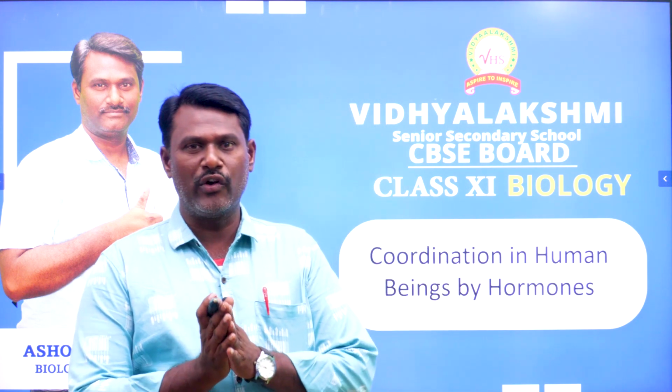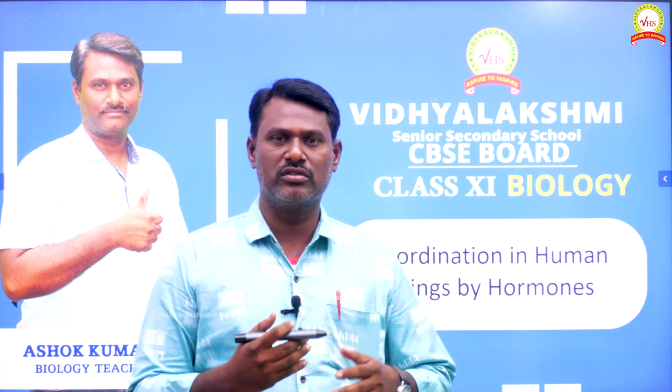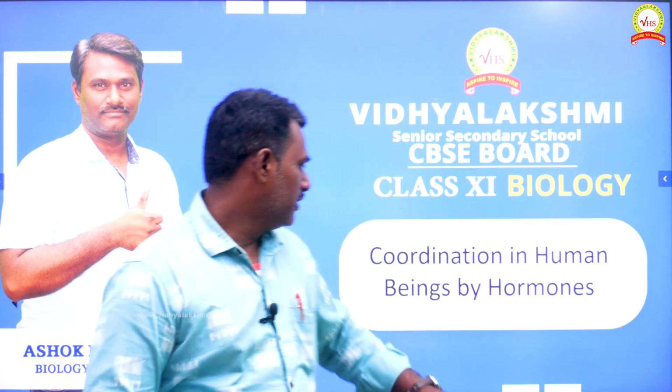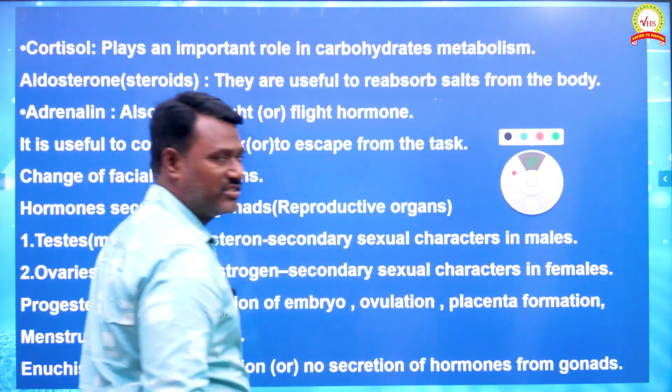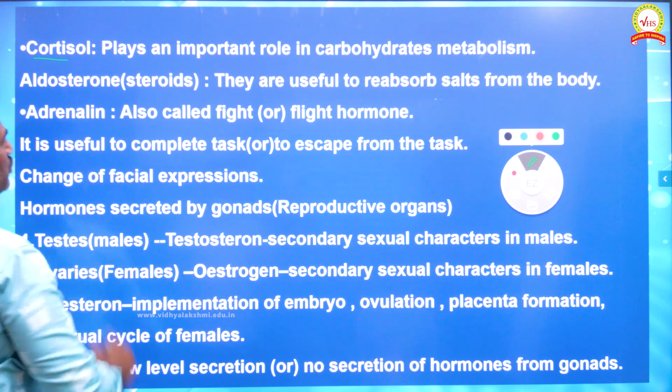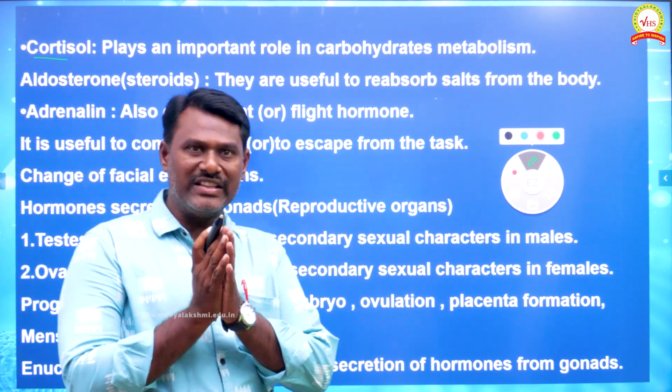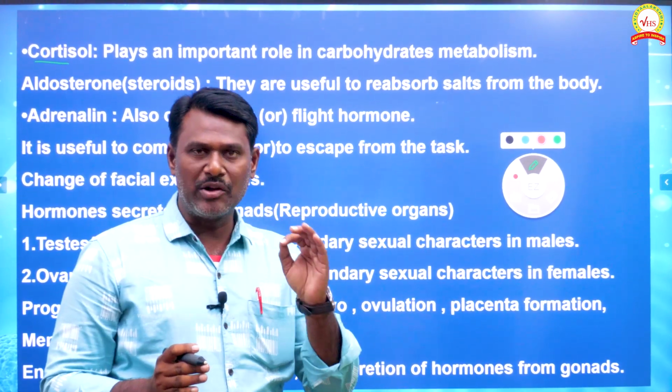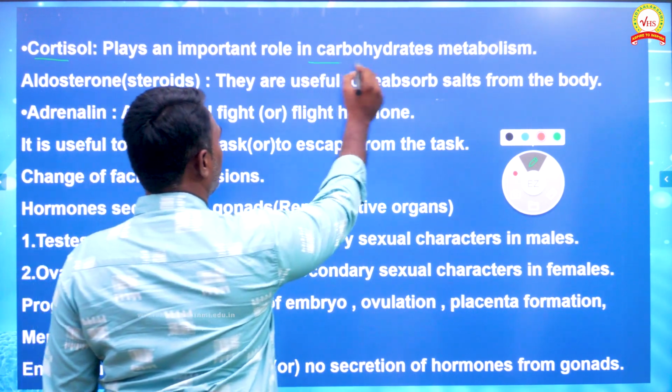So today we are going to discuss the remaining hormones of the endocrine system. The next hormone we are going to see is called cortisol. Cortisol plays an important role in carbohydrate metabolism.